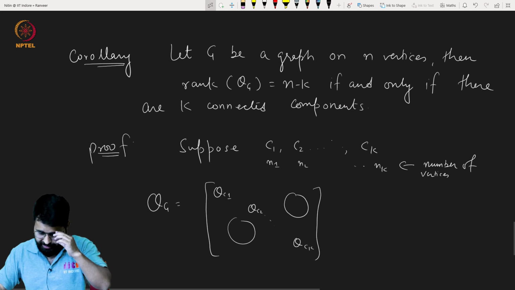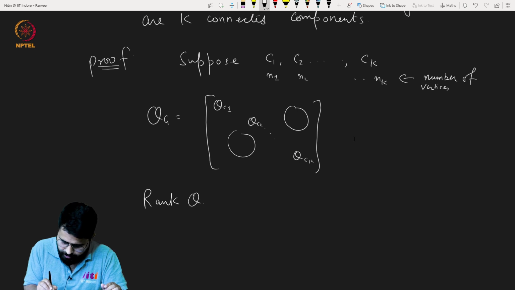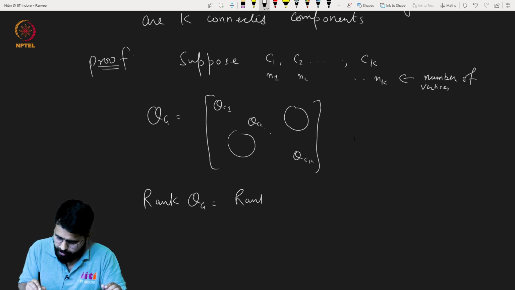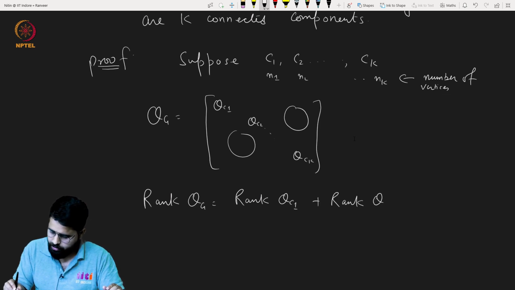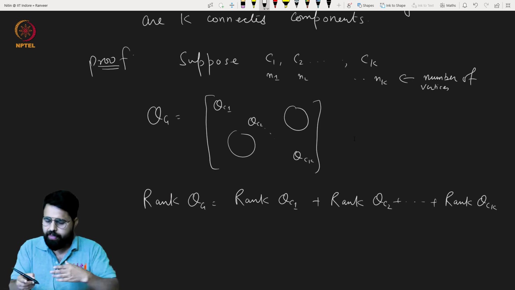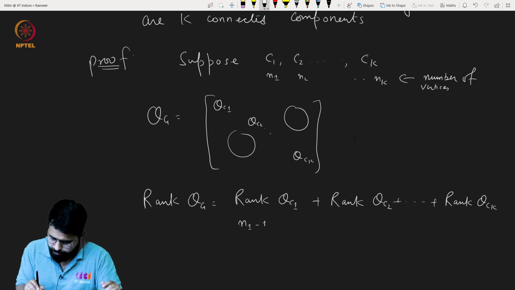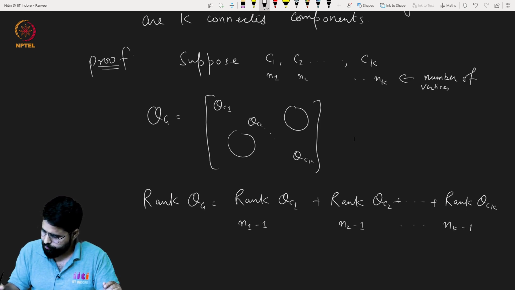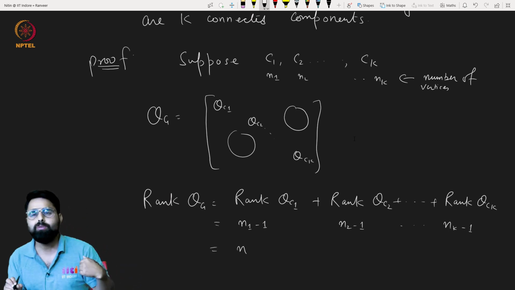Now the rank of QG is nothing but the rank of QC1 plus rank of QC2 and so on, plus rank of QCk, which is in fact, from the previous theorem, n1 minus 1, n2 minus 1 and so on, nk minus 1. The sum of all ni's is equal to n, and minus 1 is coming k times, right?